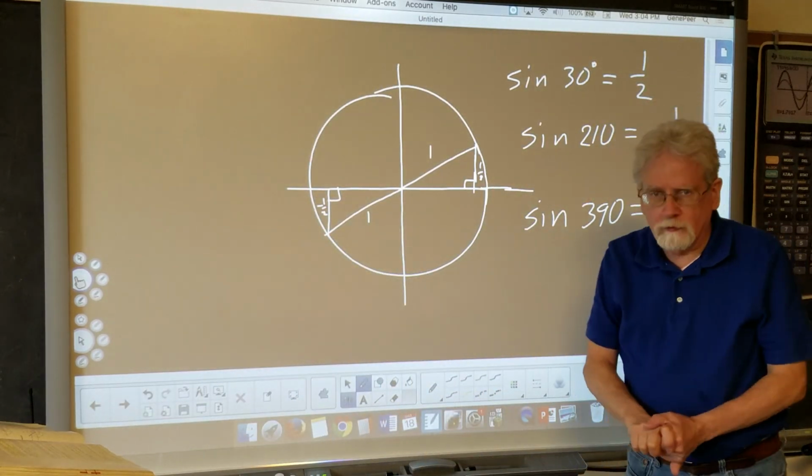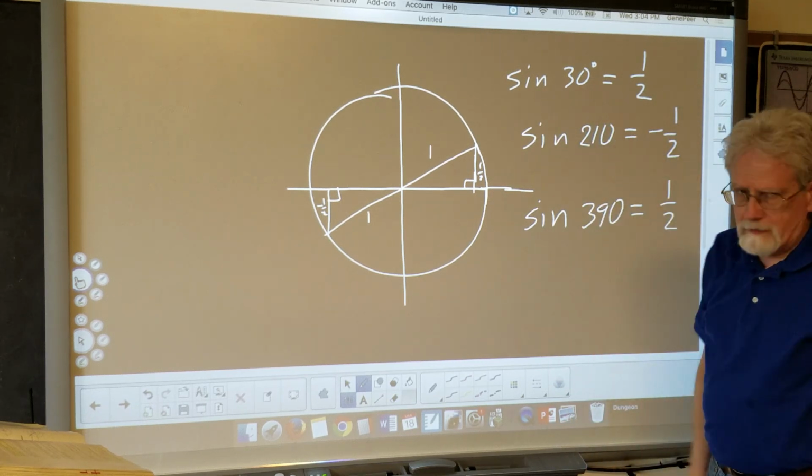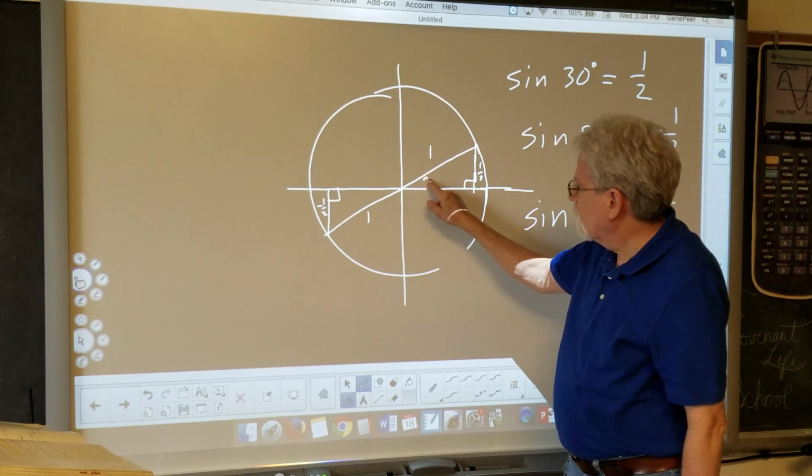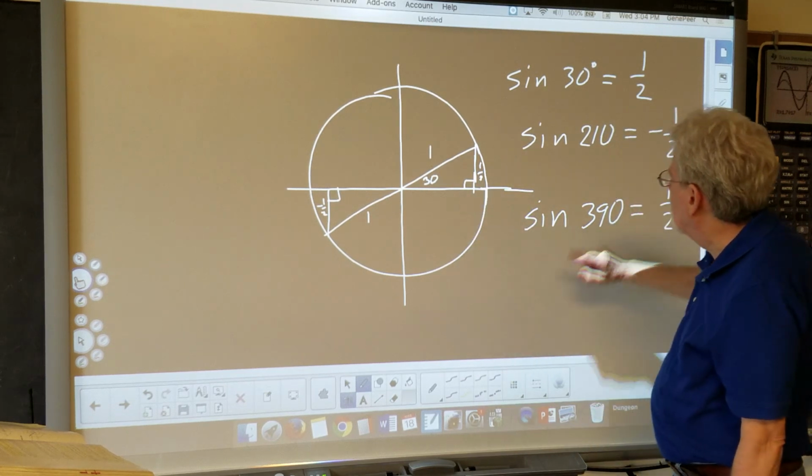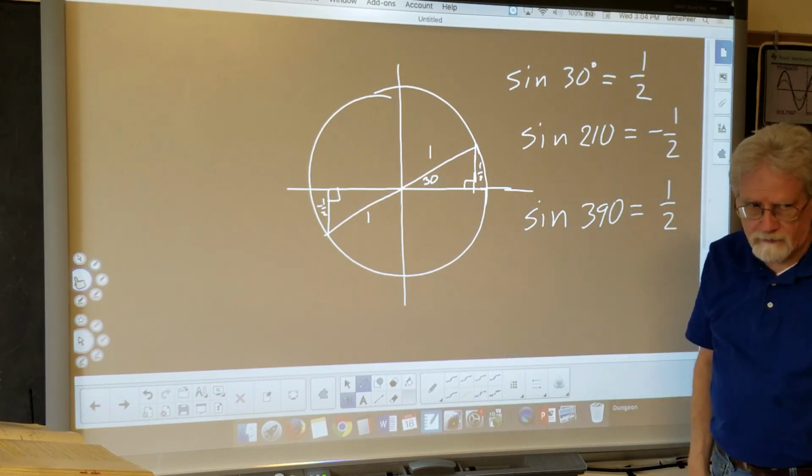First, consider the unit circle again. We want to look at the sine of 30. A sine of 30 degrees, we know all about SOHCAHTOA. It's going to be opposite over hypotenuse. It's going to be 1/2 over 1, or 1/2.